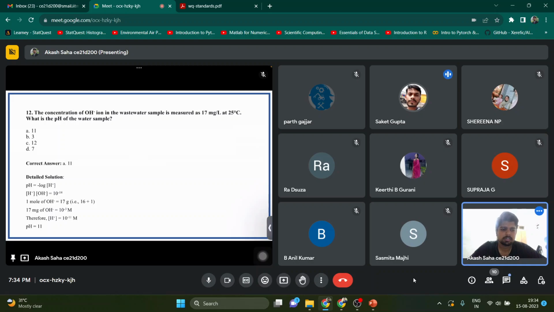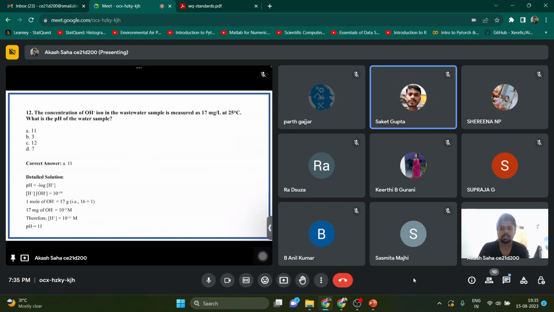Anyone else? So 17 gram of OH minus ion is equal to 10 to the minus 3 mole. Sir, I didn't understand how it came. Yes, see, 1 mole will have 17 grams of OH minus. Now, for 17 milligrams, it will be 1/1000 mole. So 10 to the power minus 3 mole. But if it is in 1 liter solution, then mole per liter will be molar. So that's why 10 to the power minus 3 M, that is molar.